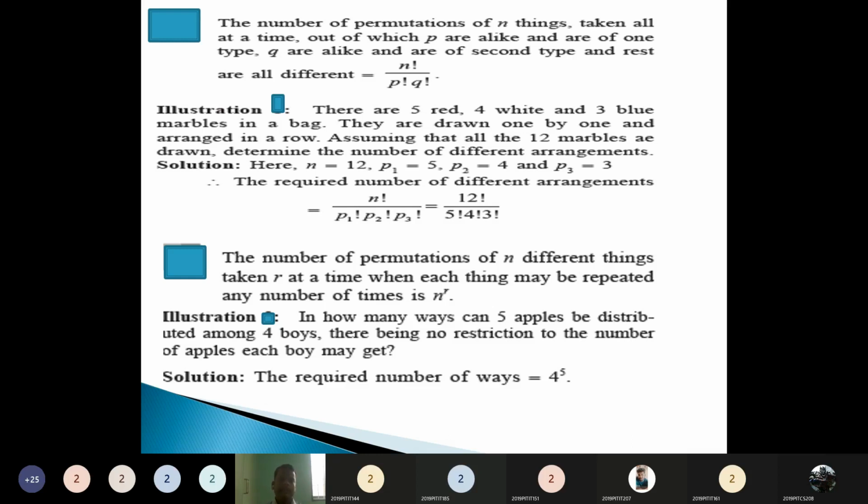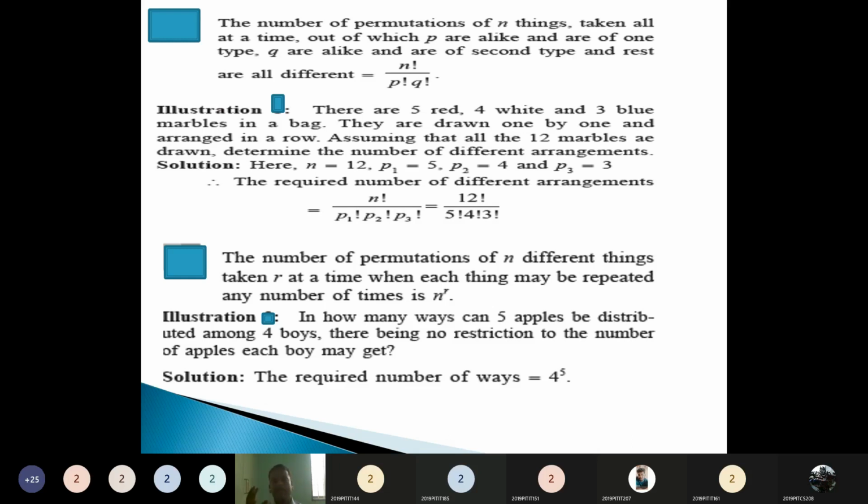For that example, there are 5 red, 4 white, and 3 blue marbles in a bag. They are drawn one by one and arranged in a row, assuming that all 12 marbles are drawn. Determine the number of different arrangements. In total there are 12 marbles, 5 plus 4 plus 3. Taking all at a time, one by one, and arranging them. Arranging is important. How many different arrangements? Arrangements are relevant to permutation.